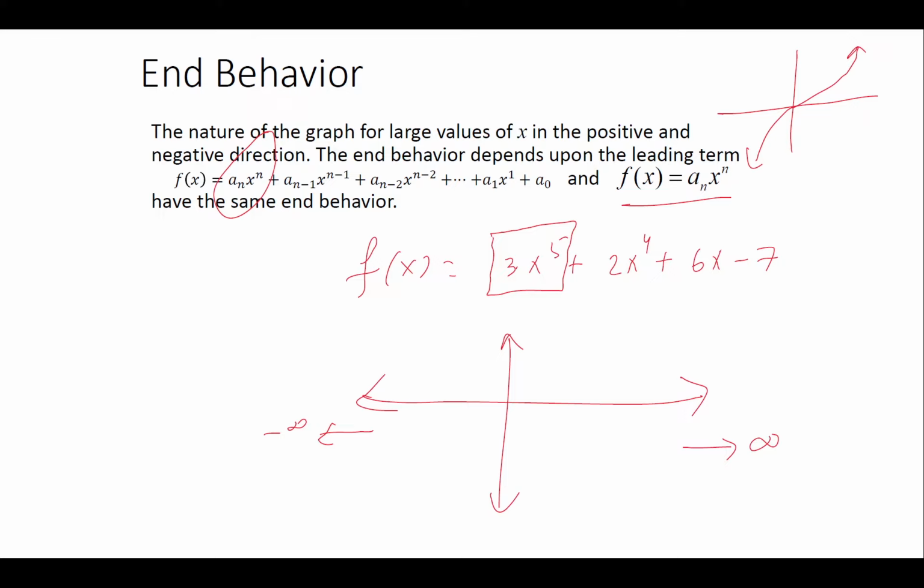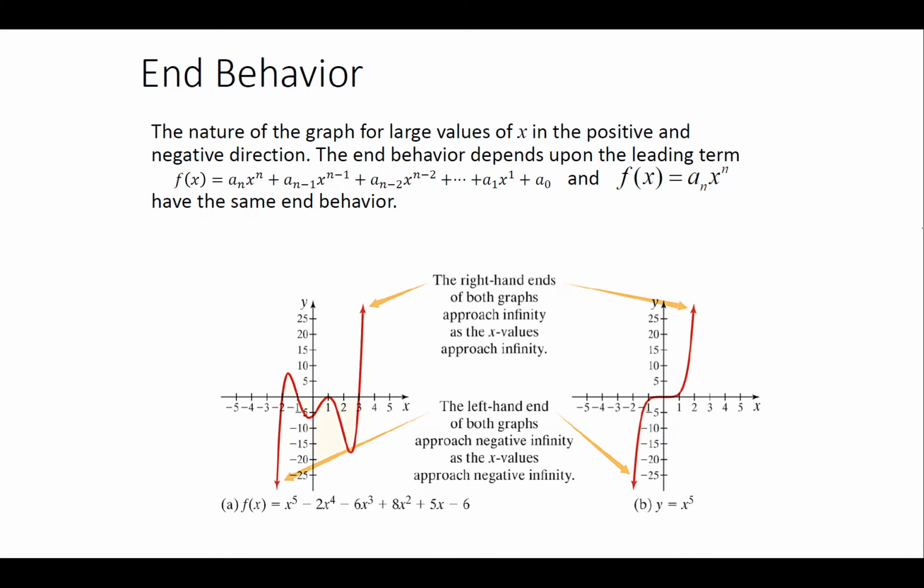So as you can see, the end behavior of this x cubed is up to the right and down to the left. So the end behavior of this polynomial would be up to the right and down to the left. Okay, so if you had a negative sign here, it would be just the opposite. Okay, so I'm going to give you a summary of end behavior of polynomial functions.